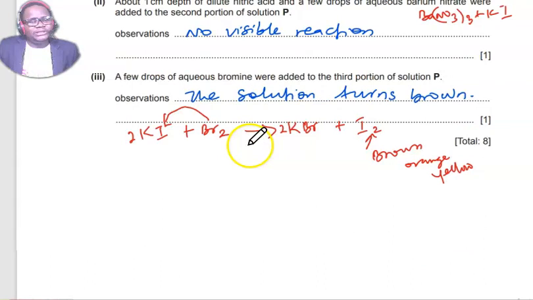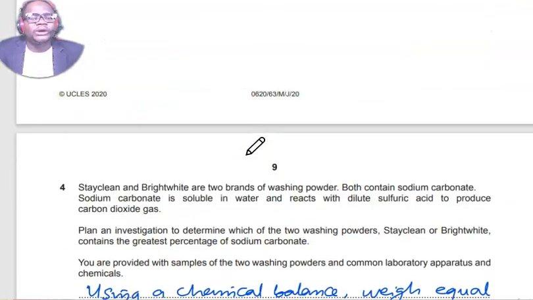Fantastic, isn't it? So let's move on to the last question here, which is question 3. You have Stay Clean and Bright White, two brands of washing powder. Both contain sodium carbonate. Sodium carbonate is soluble in water and reacts with dilute sulfuric acid to produce carbon dioxide. Plan an investigation to determine which of the two washing powders, Stay Clean or Bright White, contains the greatest percentage of sodium carbonate.